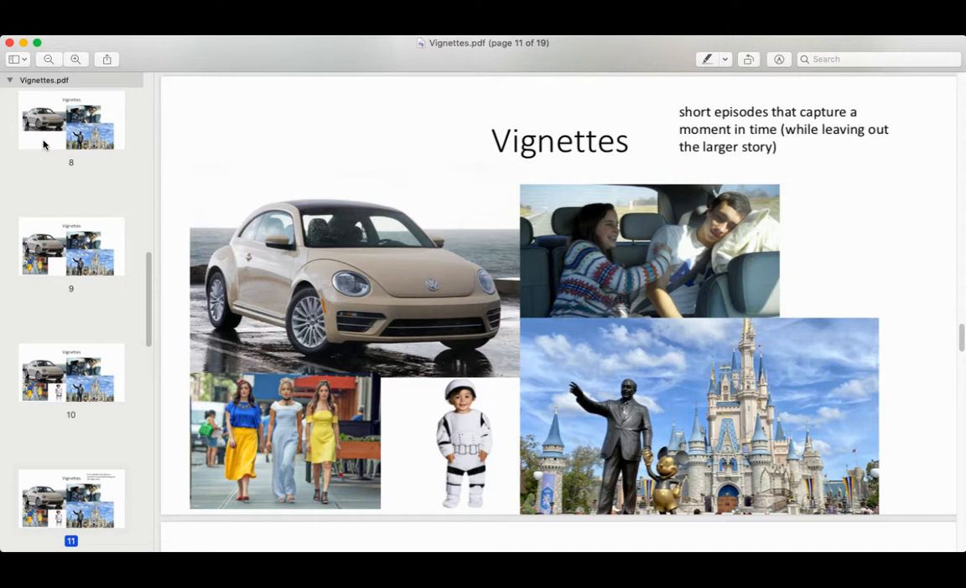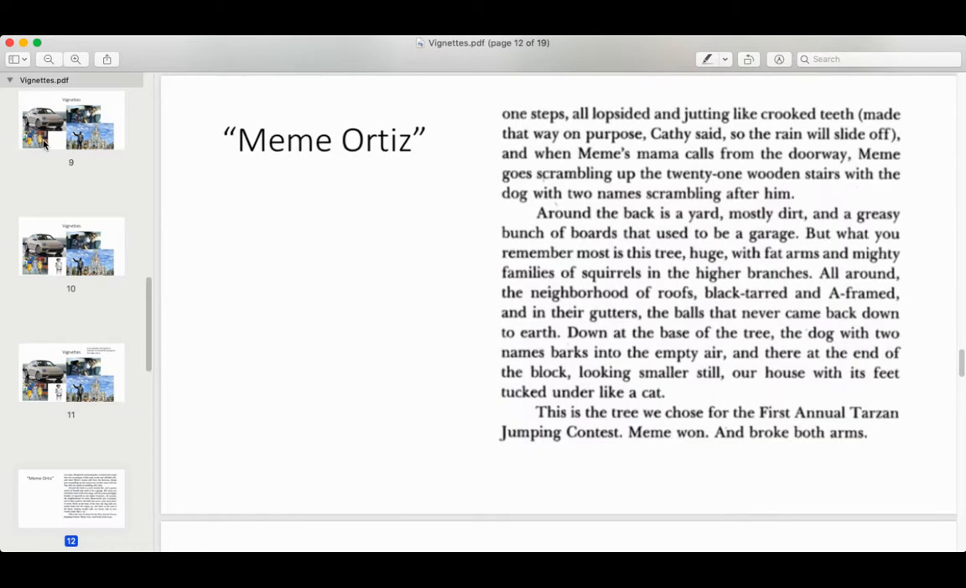But these vignettes aren't straightforward stories. So, just kind of like poetry, you have to dig a little bit to figure out what's going to be revealed. All right, here's an example. In the chapter Mimi Ortiz, Esperanza tells us an awesome story, but it takes place in only 3 sentences. "This is the tree we chose for the first annual Tarzan jumping contest. Mimi won and broke both arms."